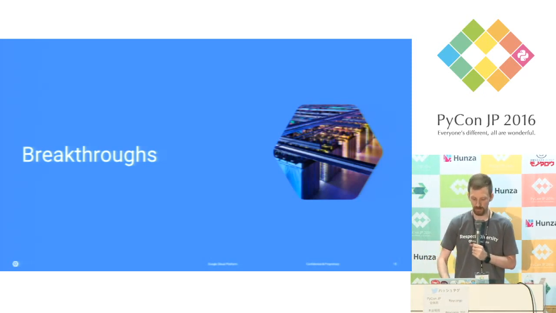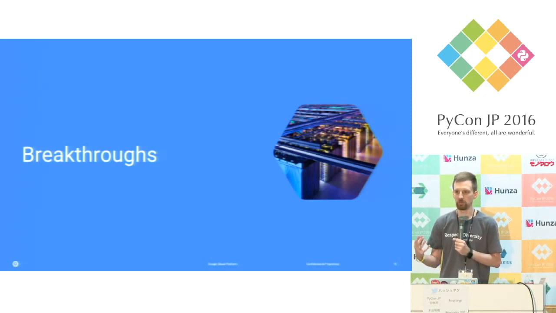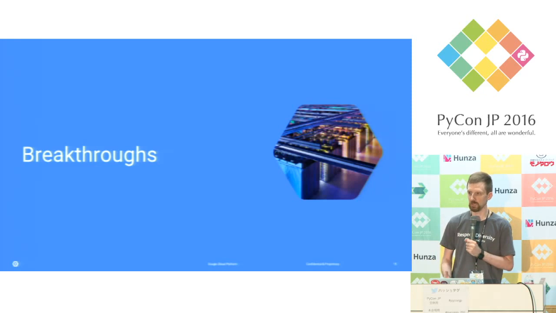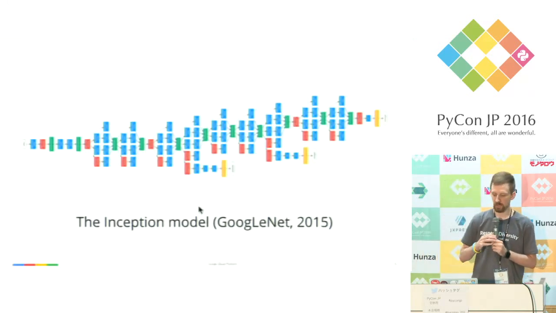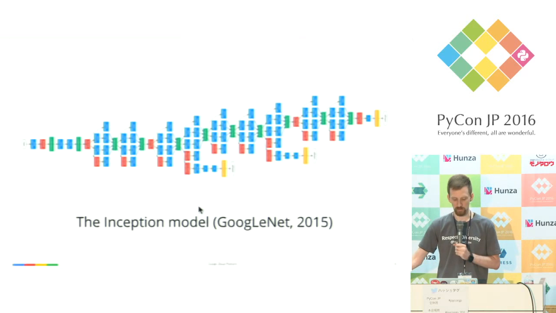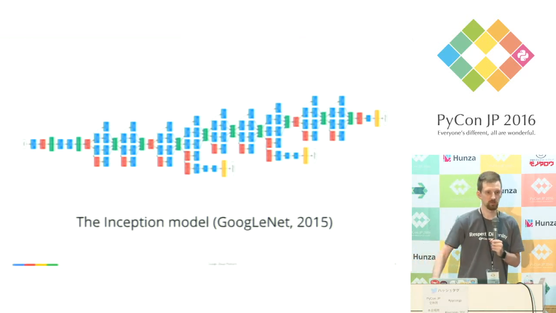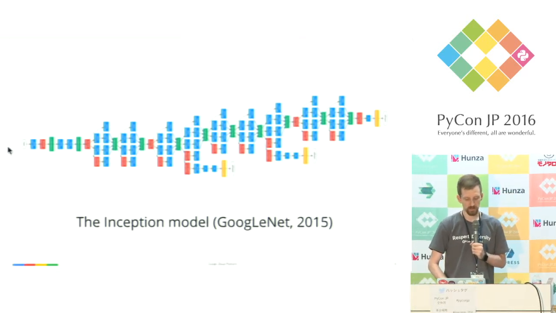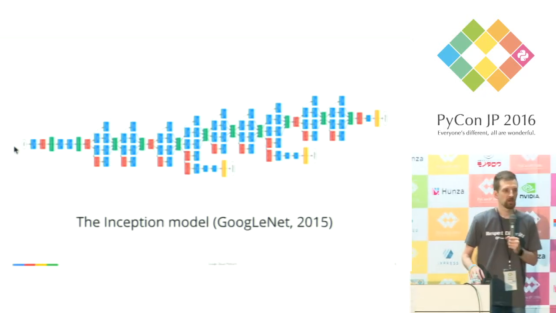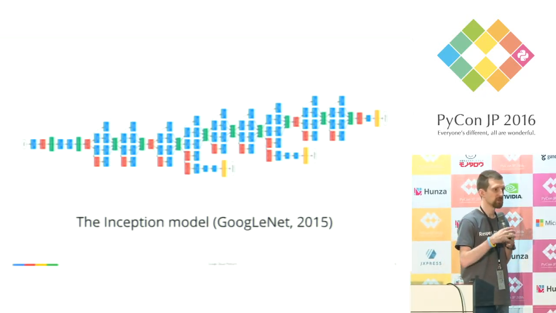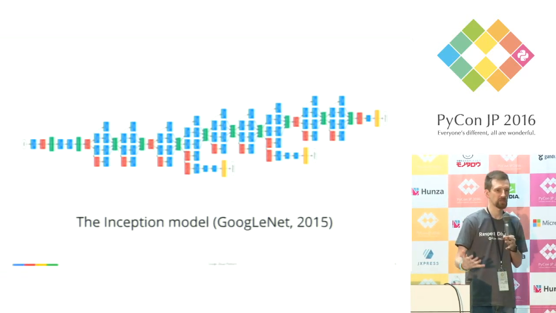The reason is that recently we've had a number of breakthroughs in building these models and actually doing something useful with them. This is a diagram of one of the models that we use at Google. This is the Inception model, and it is used to label images. We have a model that will label images with many tens of thousands of labels.